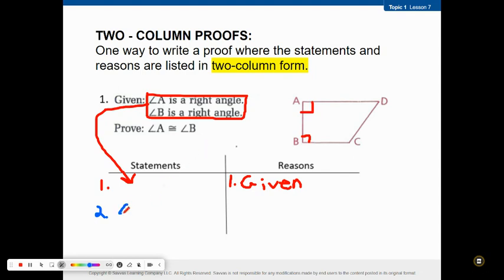We would state that angle A is congruent to angle B. What's the reason? Very good. Now I'm going to abbreviate, but it's right angle congruence theorem. Make sure you write it out so you know what you're looking at.